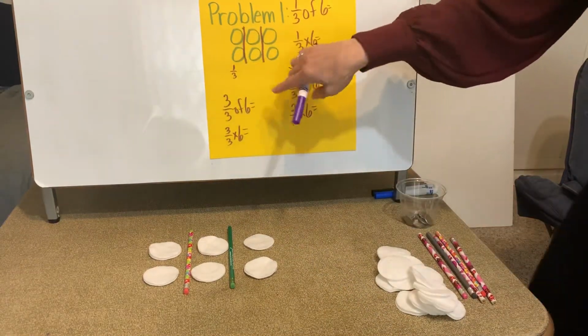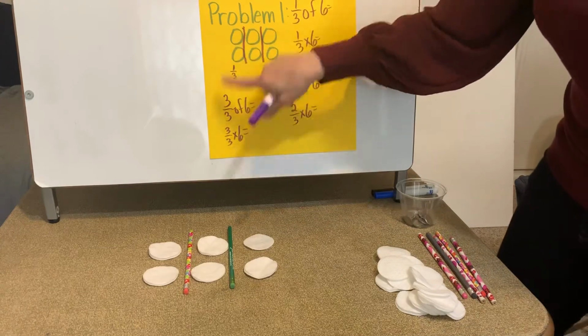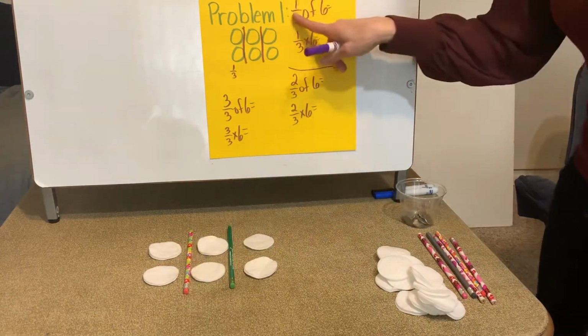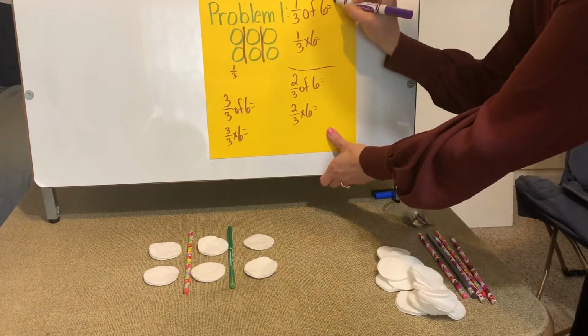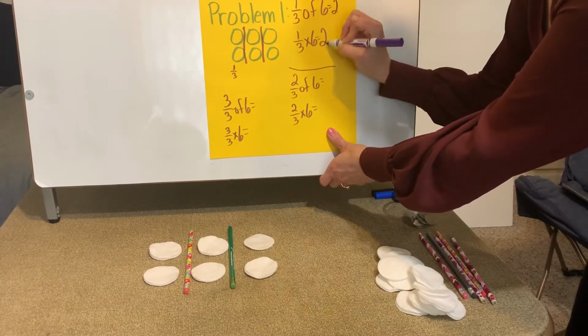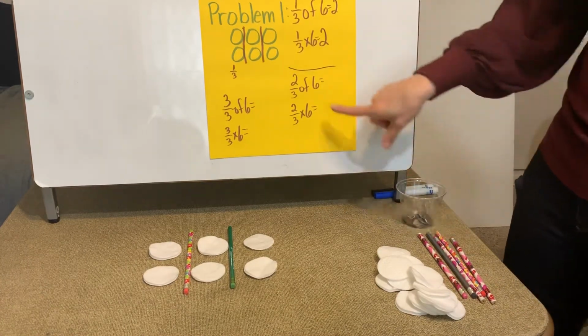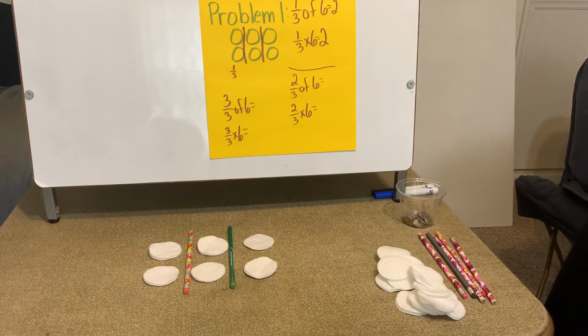So when I look and see how many counters, I've got 1, 2. I can show that 2 with my cotton rounds, 1, 2. So 1/3 of 6 is 2. 1/3 times 6 is the same thing, it's 2. All right, so now what if I wanted to show 2/3 of 6?